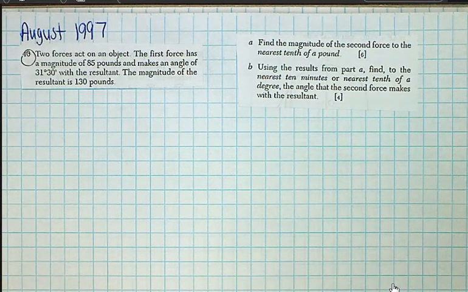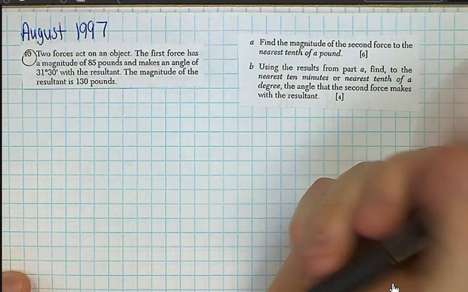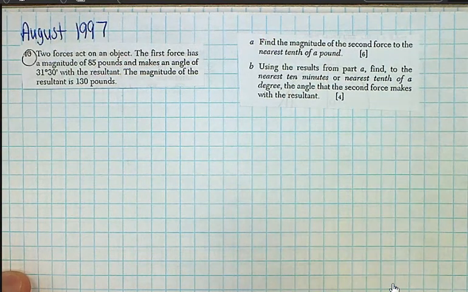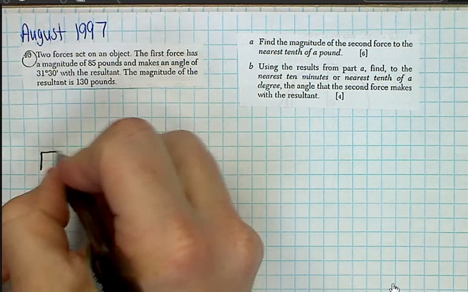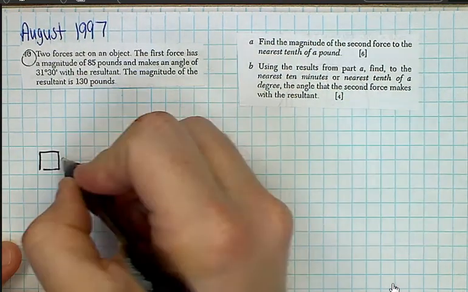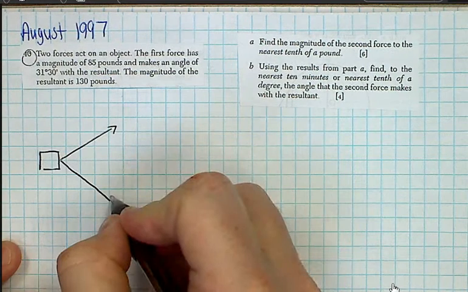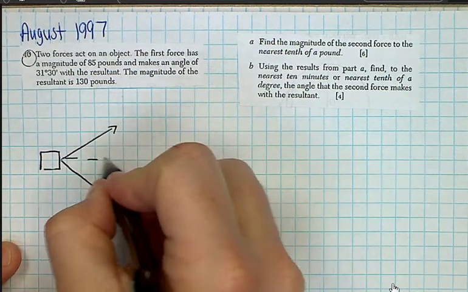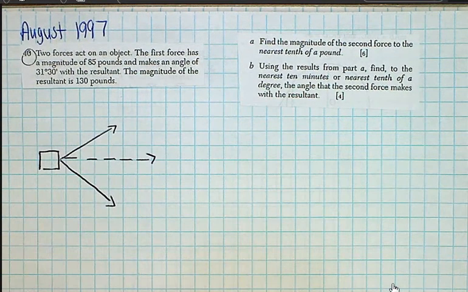Okay, our first question for homework tonight is a force question, August 1997. Two forces act on a body. I told you guys as soon as you read that as part of a question, draw that diagram. So there's that object or that body, and then you have your two forces acting on it with that resultant someplace in the middle. Okay, so that's what we're going to start with.